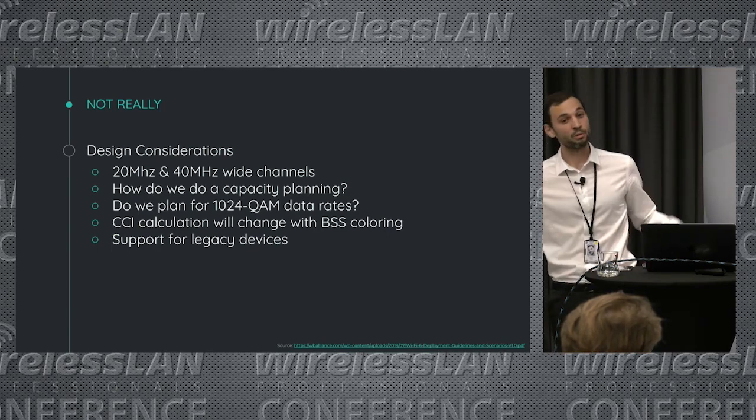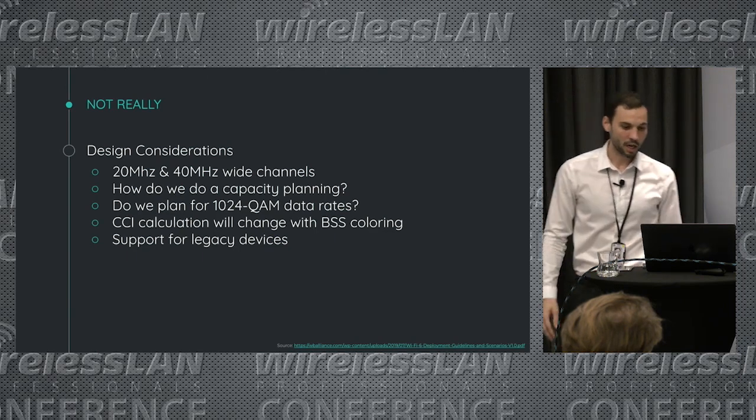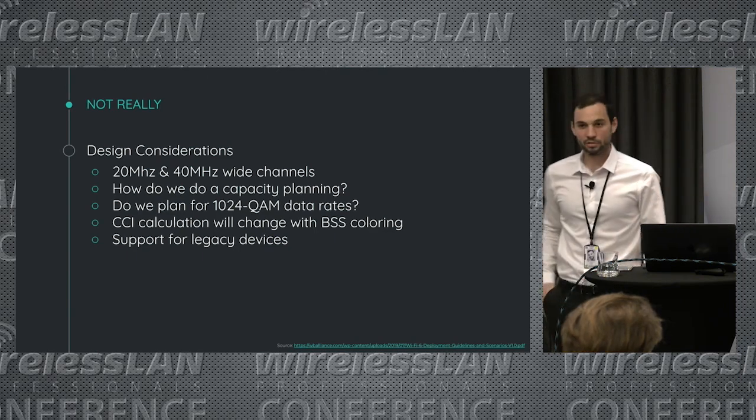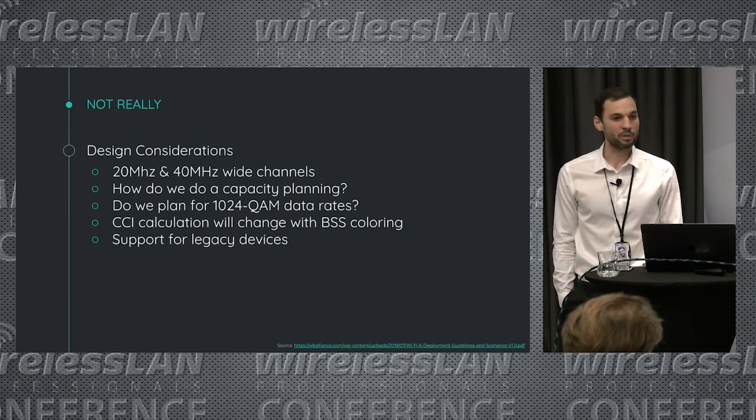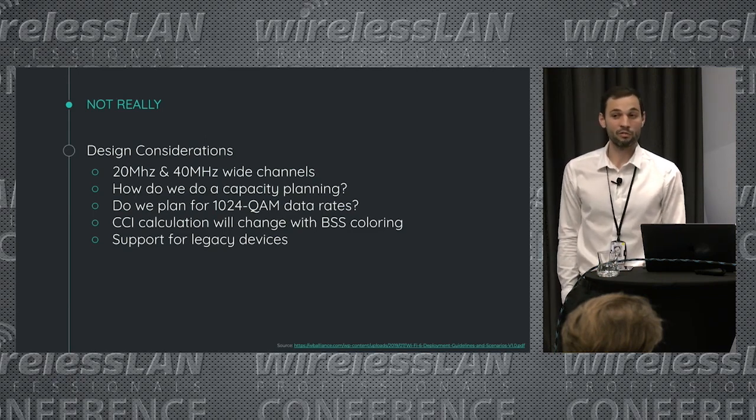Maybe when we go to 6 gig, we can leverage those bigger channels. And then some questions raised, right? How do we do capacity planning with OFDMA and all the new efficiency changes?